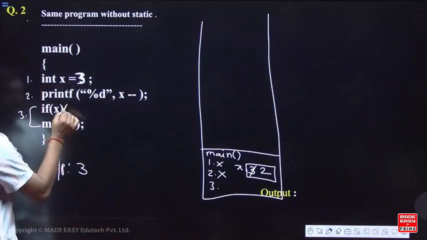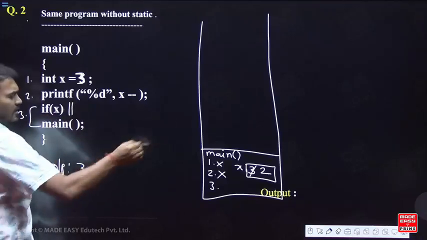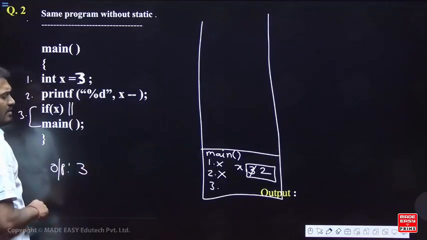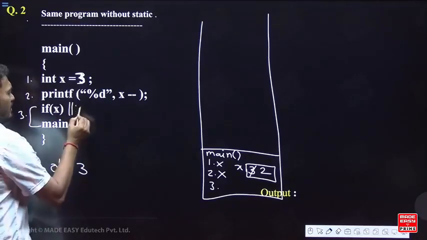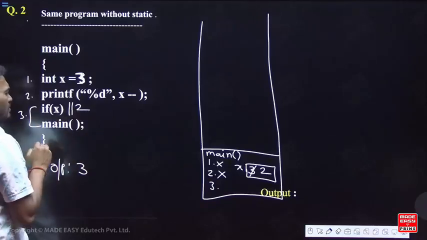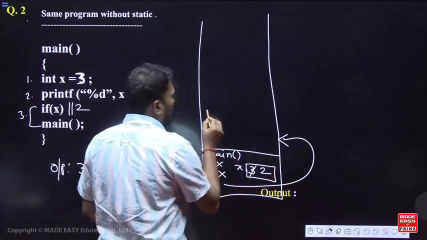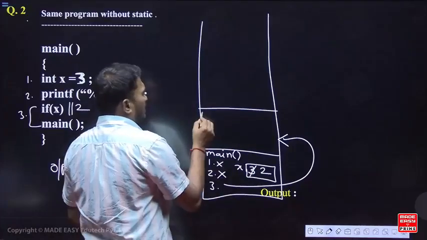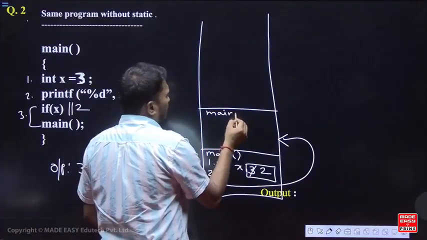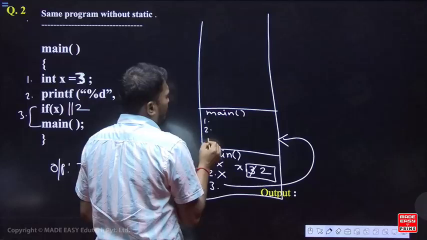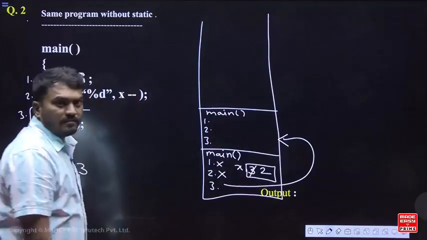Now tell me the third statement: if x is non-zero. What is the x value in this activation record? 2. So x value is 2, non-zero, so it is true, so the main function will be called again. Again main function will be pushed into the stack, and you are having 1, 2, 3 statements.